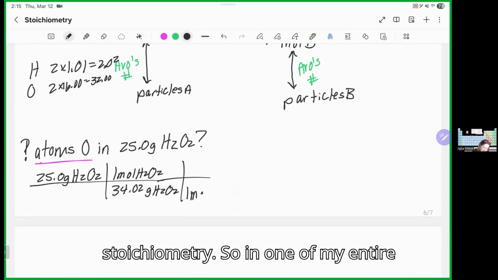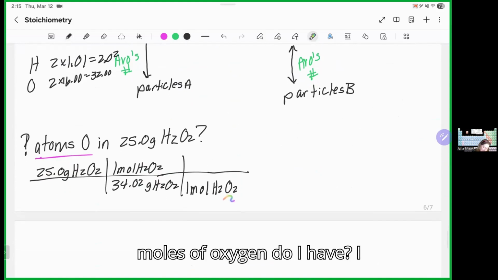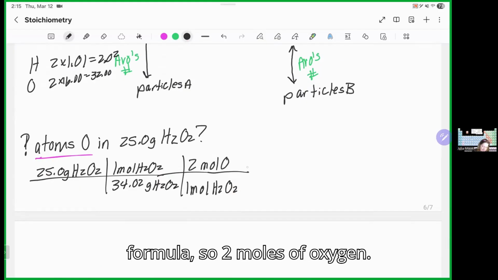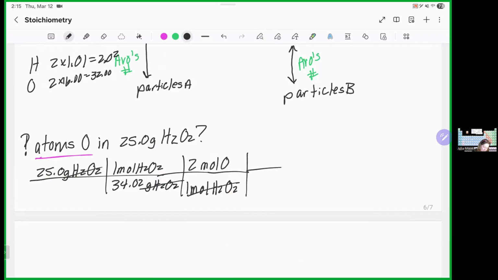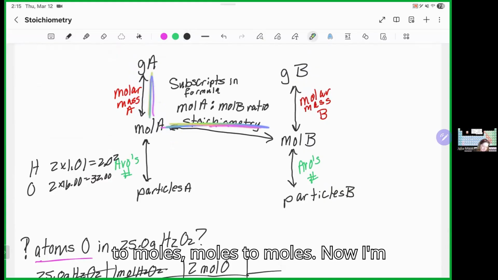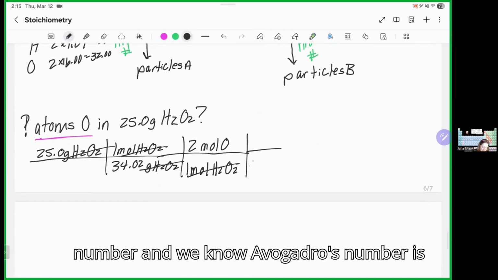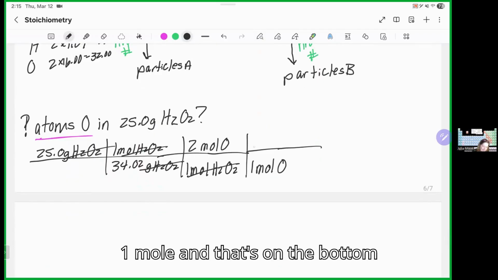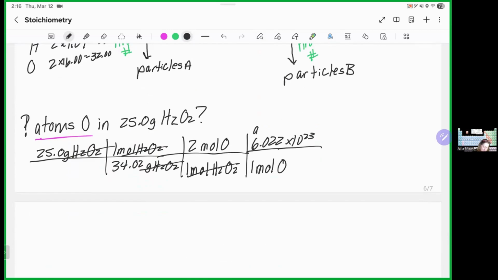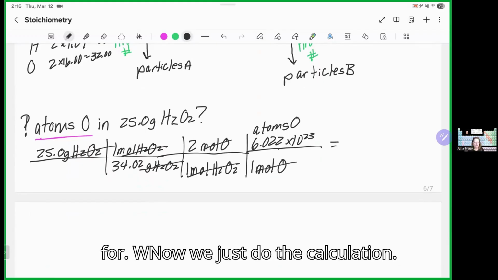In one of my entire compound, 1 mole of that, how many moles of oxygen do I have? I have 2. The subscripts in your formula. So 2 moles of oxygen. Okay, so I just went from grams to moles to moles. Now I'm going to particles using Avogadro's number. And we know Avogadro's number is 1 mole, and that's on the bottom to cancel, to 6.022 times 10 to the 23 atoms of oxygen. And that's what we're looking for.